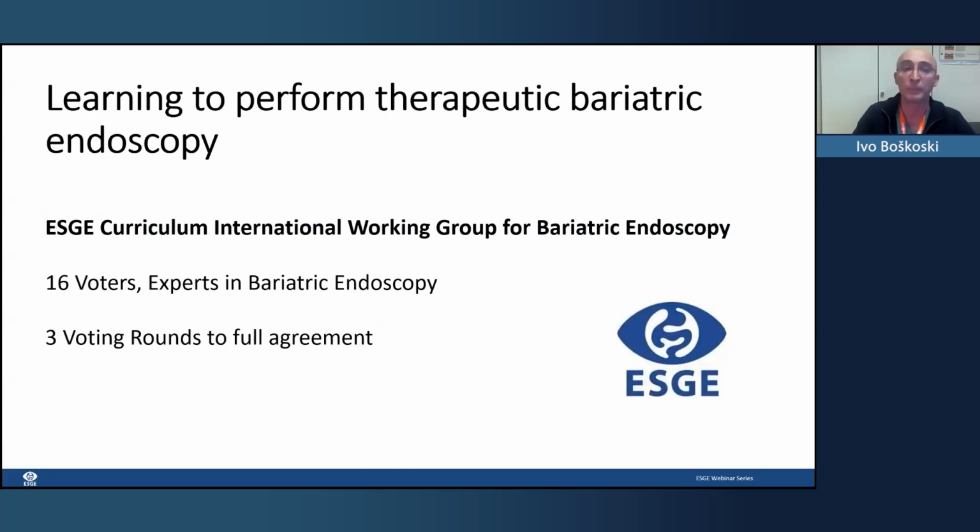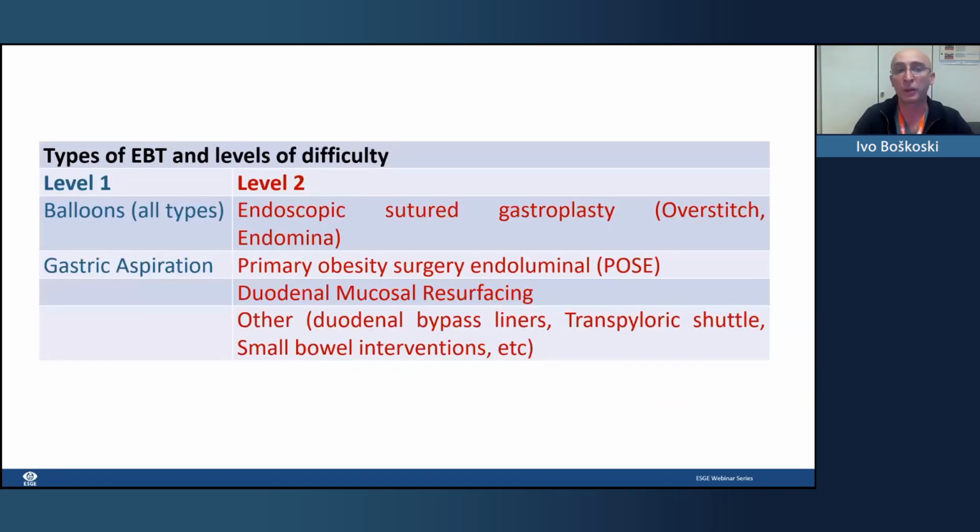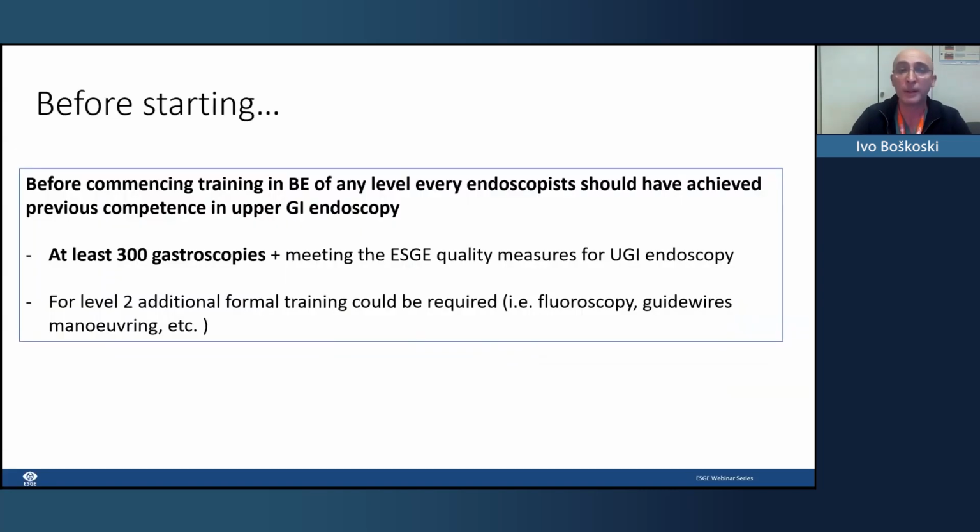We have created in ESGE curricula, an international working group with 16 experts in bariatric endoscopy, and we had agreement after 3 voting rounds. We divided the treatments in level 1 and level 2. Level 1 are balloons and gastric aspiration. Level 2, suturings, all kinds of suturings. You can see OverStitch and Dominant pose, duodenal mucosal resurfacing, bypasses, and so on.